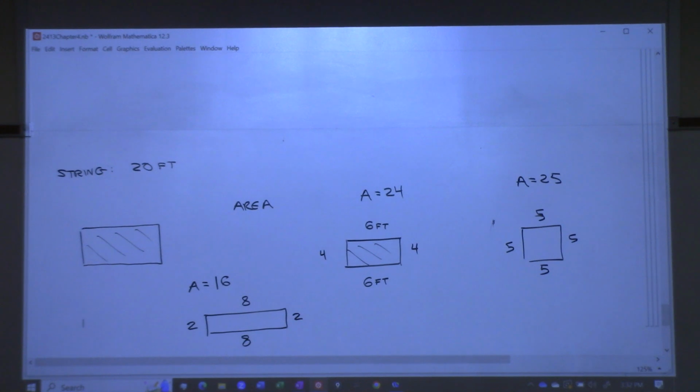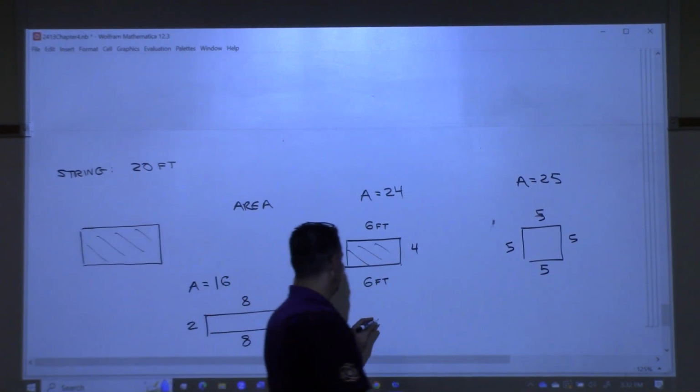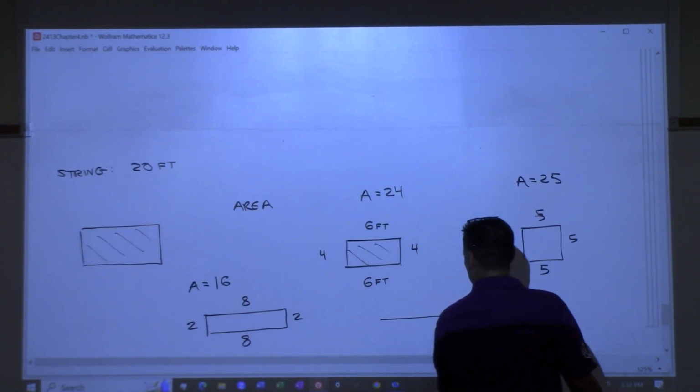Is there a limit to how long I can make my rectangle? Yes, there is. What's the limit to how long I can make my rectangle? 9. So I'm hearing 9, I'm hearing 10. What do y'all think? Could I do 9.5? Extremely close to 10. I can go up to 10. So let's take this extreme.